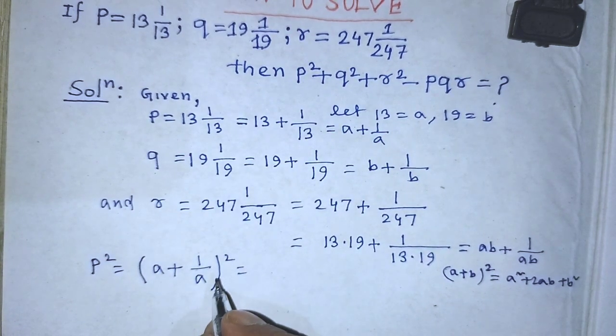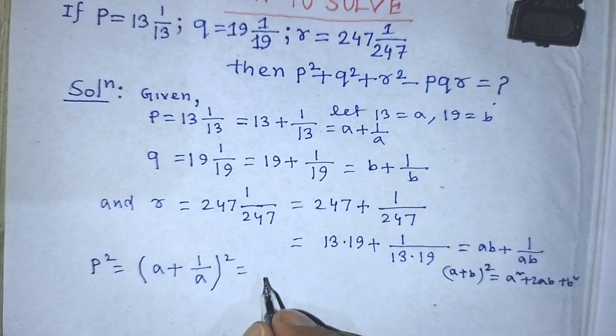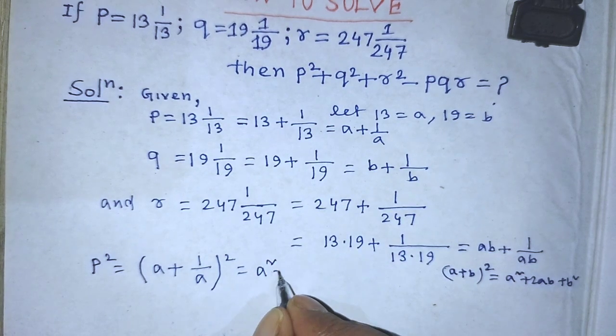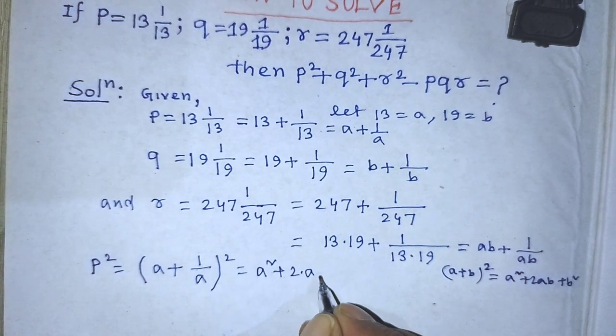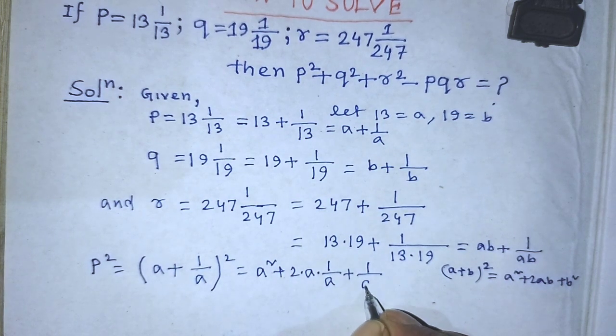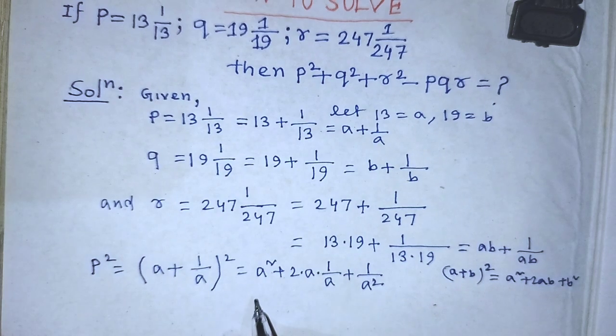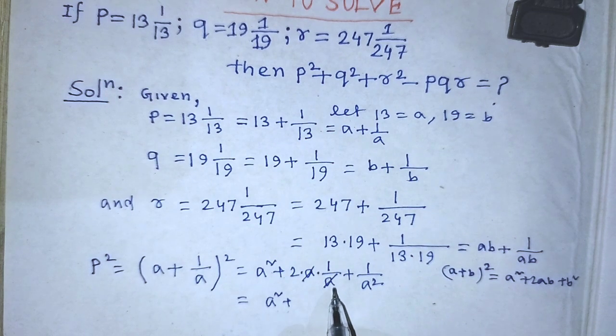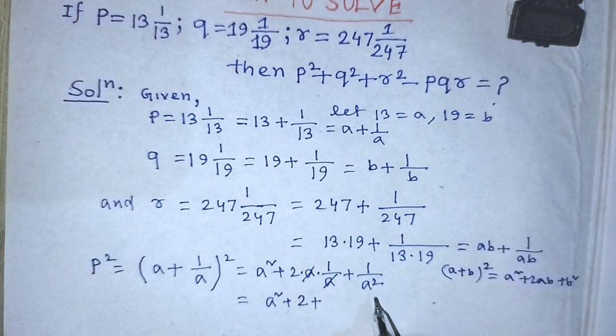So we can write from this algebraic expression A square plus 2 into A into 1 over A plus 1 over A square is equal to, again we have to write A square plus, we have to cancel A from numerator and denominator in the second term. So we have to write in here 2 plus, in the third term here is 1 over A square. So we have to write 1 over A square.